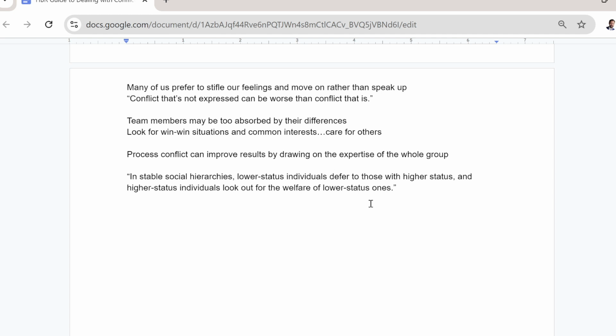Team members may be too absorbed by their differences. So look for win-win situations and common interests and care for others. Have a genuine concern for the well-being of people, even when they're people you're having intense conflict with. Process conflict can improve results by drawing on the expertise of the whole group.